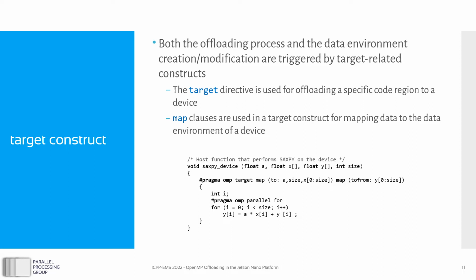Variables A, size, as well as the X array will be mapped as to because they are input data. On the other hand, the Y array is mapped as to from because it must be firstly moved to the data environment and updated in the CPU upon exiting the target region. The parallel for construct exists within a target directive, so it will spawn a number of device threads that will execute the for loop.